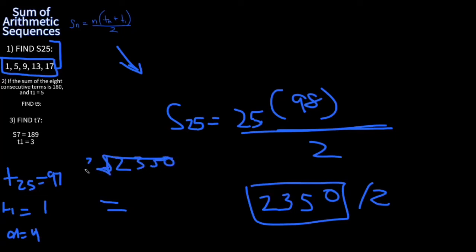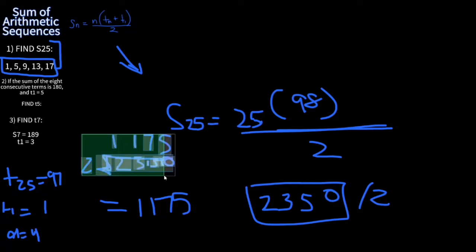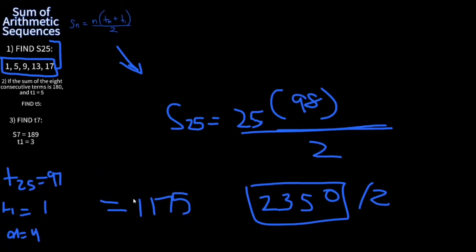Or not square root, but 2. 1, ones goes into it 7 times, carry on there, 5. 1175. That is our answer for the sum of 25. Sum of 25 is equal to 1175.